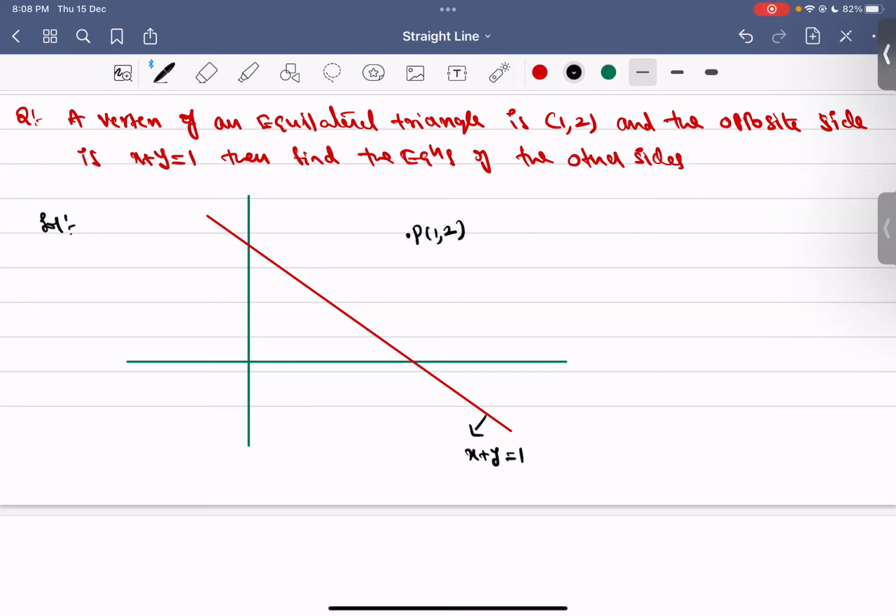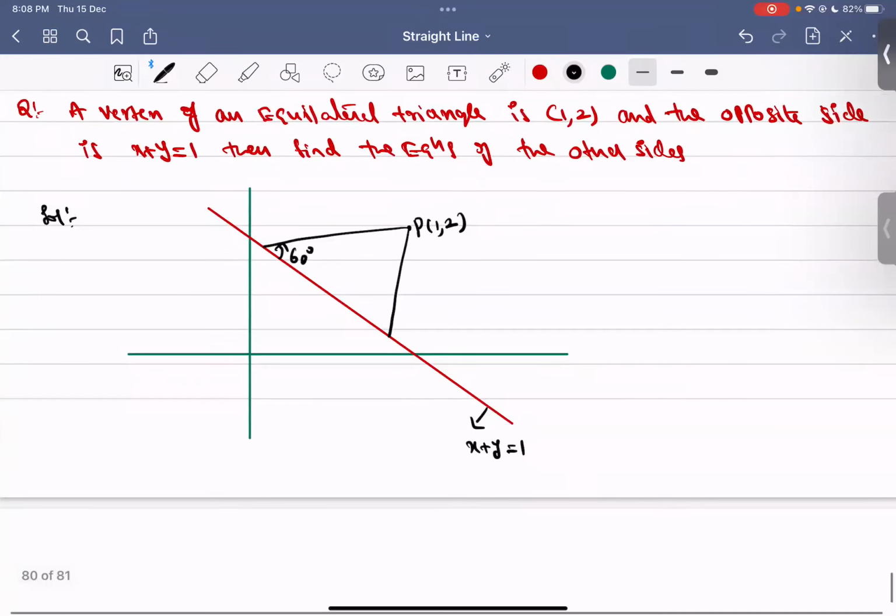Now find the equations of the other two sides. A vertex of an equilateral triangle is (1, 2), and the opposite side is x plus y equals 1. So these are the other two sides. The triangle is equilateral, that's why these two angles are 60 degrees, so this angle is also 60 degrees. We are asked to find these two sides. Suppose this is P, this one is Q, this one is R.